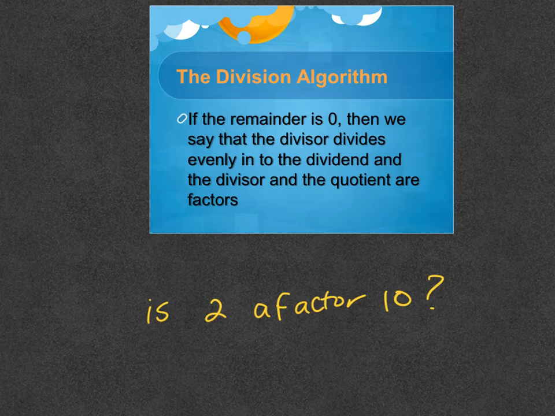Close. It goes in evenly, right? There's no remainder. If I divide 2 into 10, it goes in evenly. That means it's a factor. Yes? Same goes for expressions.